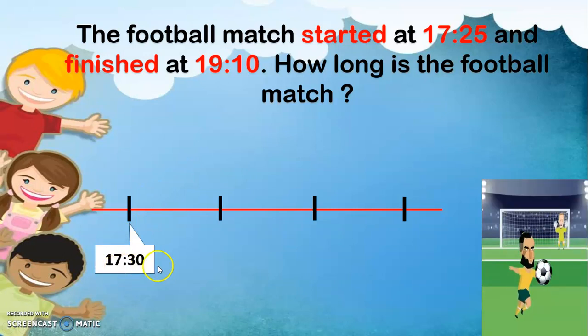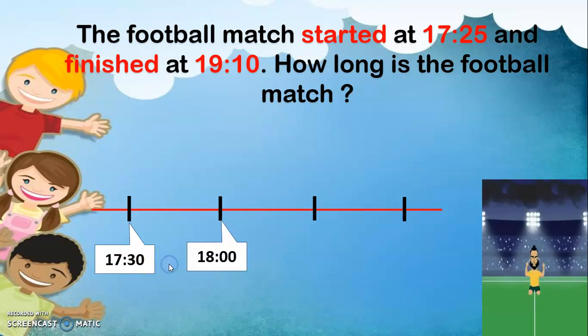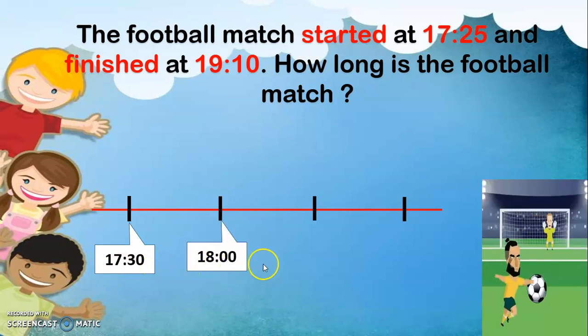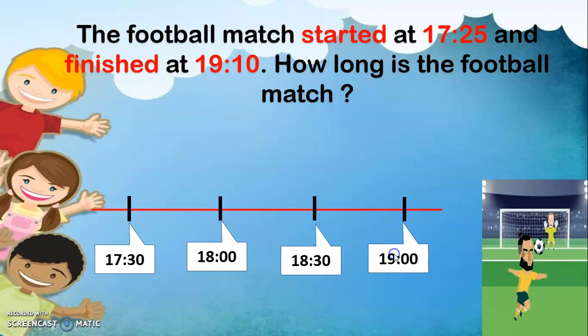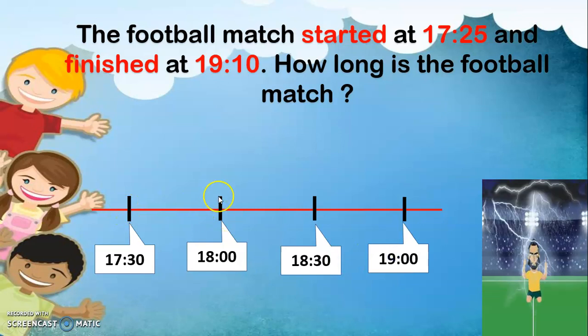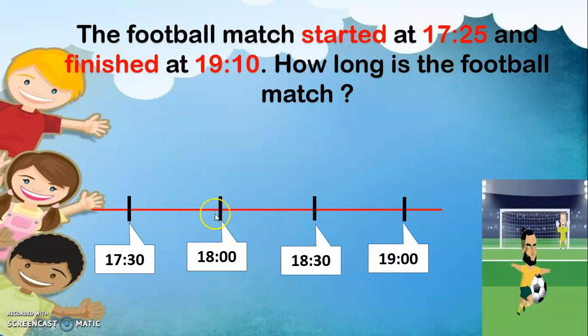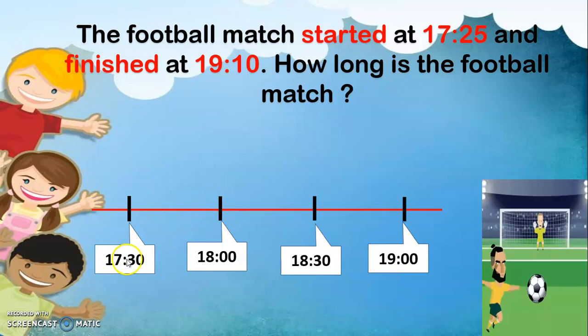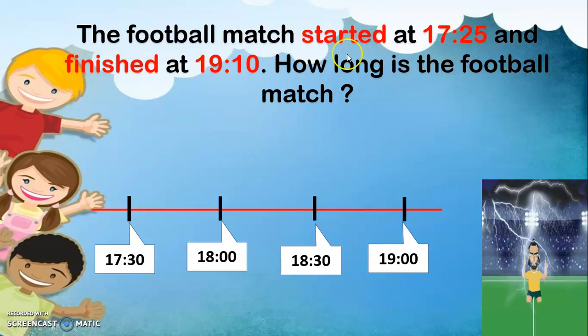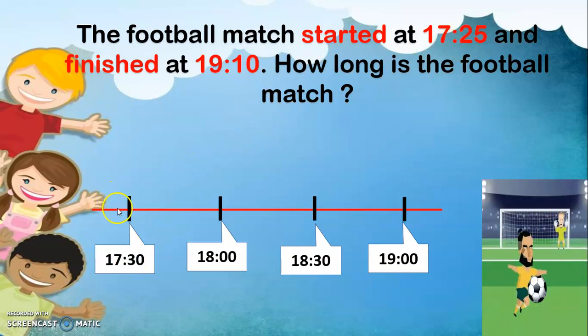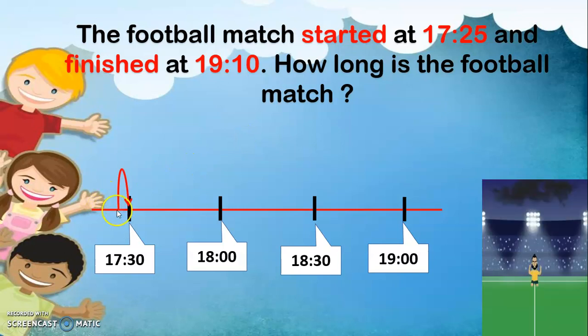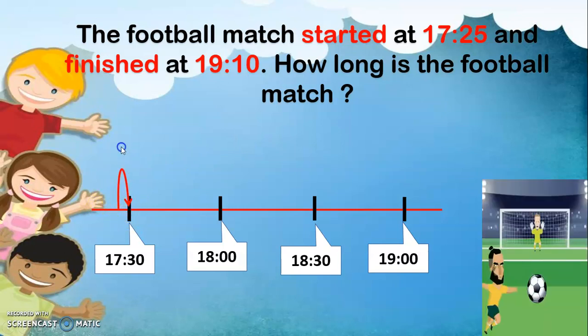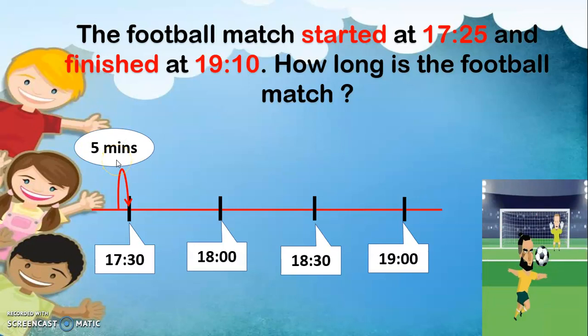Let us have 17:30. I will start with 17:30, 18, 18:30, and then 19. Again, the distance of this line is equal to 30 minutes. Since the first line started at 17:30 and it started in 17:25, so for 17:25 to 17:30, that is 5 minutes.